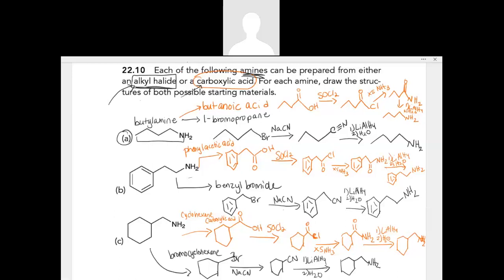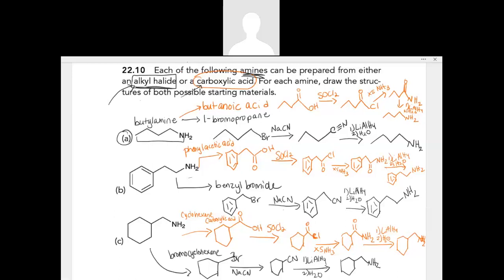So in black, I have, if we had the alkyl halide, bromopropane, we could follow those 2 steps in that mechanism, or 3 steps technically total, with the water workup at the end. Or we could follow the path in orange. So let's take a look at part A here.